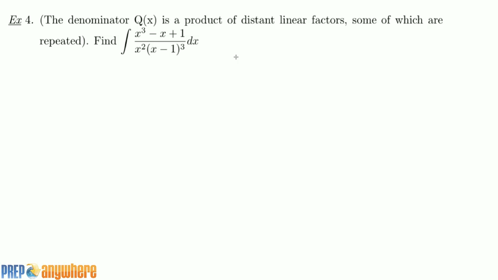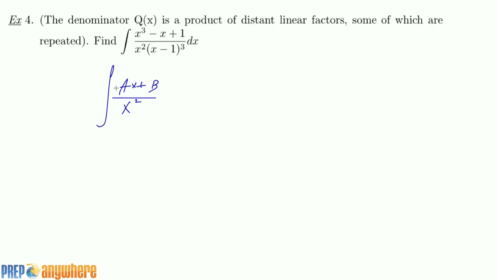So in this example, the factors in the denominator are repeated. x is repeated twice, and x minus 1 is repeated 3 times. Technically, if you have x squared on the numerator, the degree has to be lower, so the general expression will be like ax plus b, right?